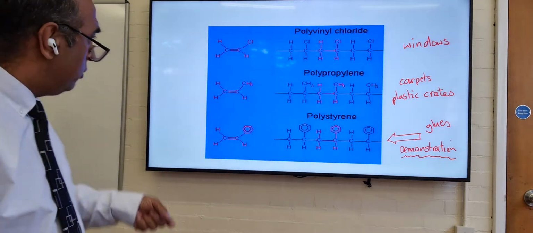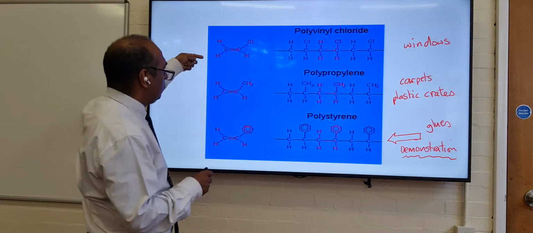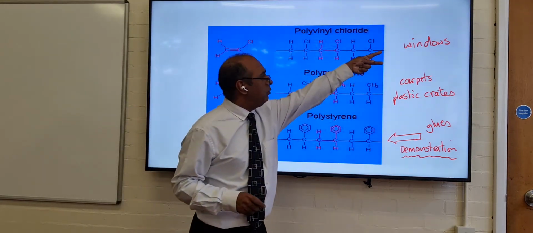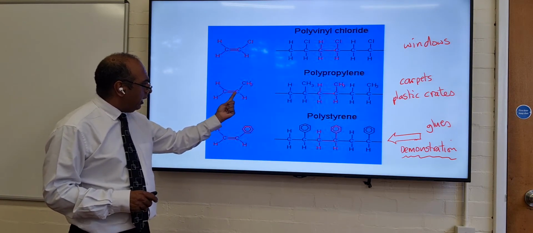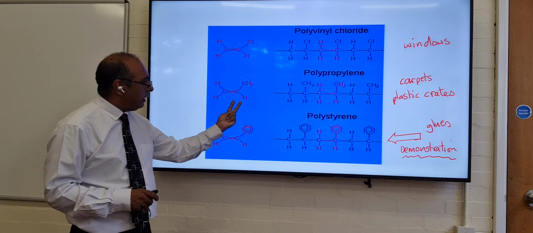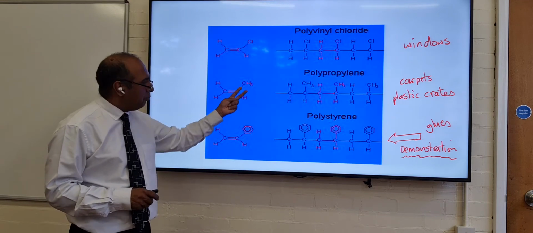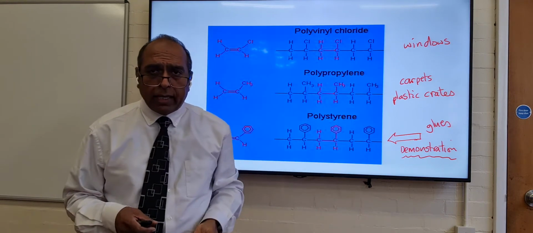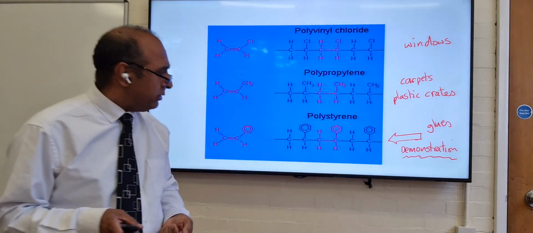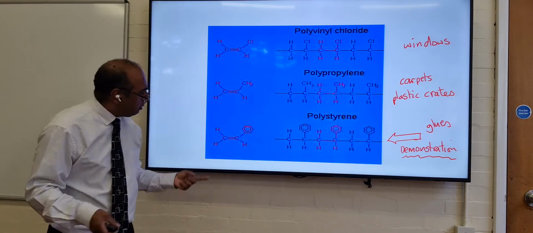Next, I tried to find some other examples. Perhaps it's not so clear, this one, but that was PVC windows. If you've got 3 carbons in a chain and an alkene like propene, propene makes polypropene, which is used for making modern day carpets and plastic crates. And this is what I've just been doing.